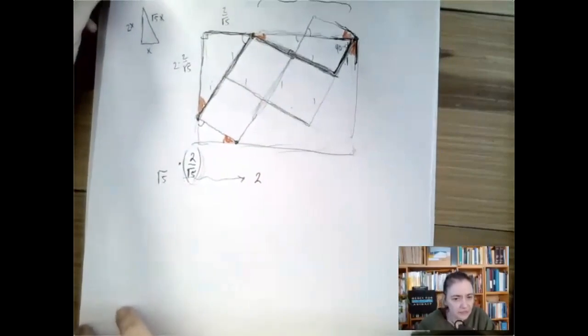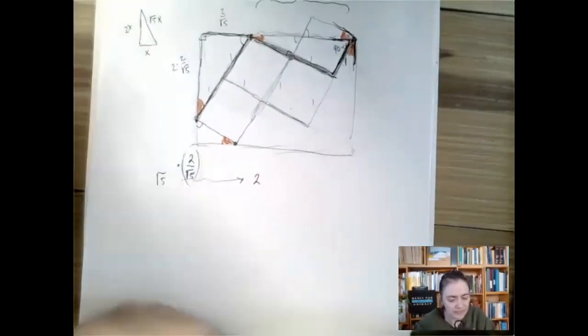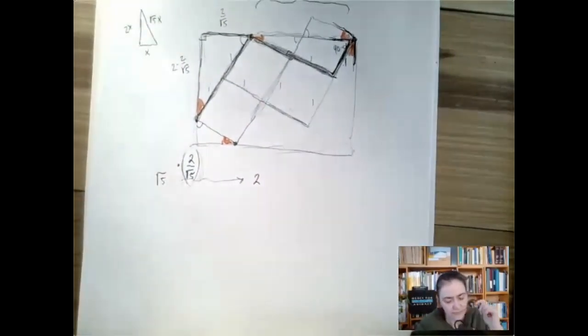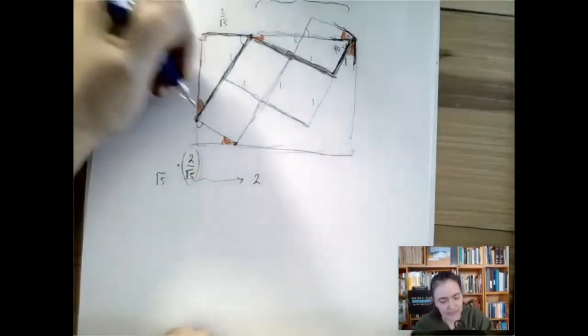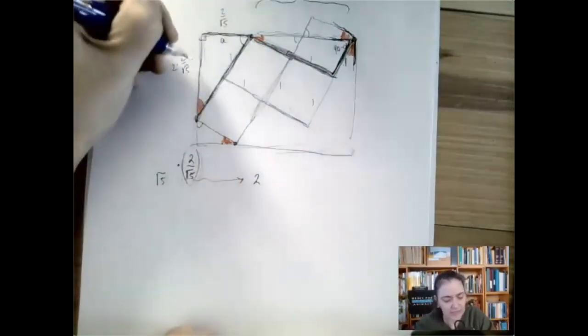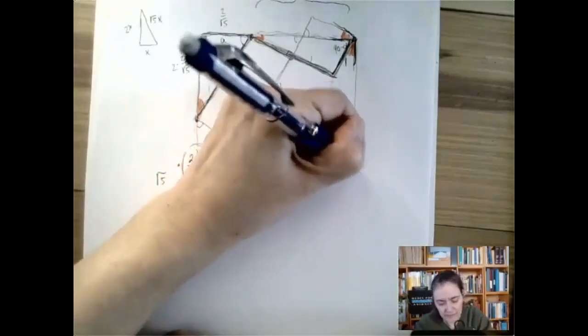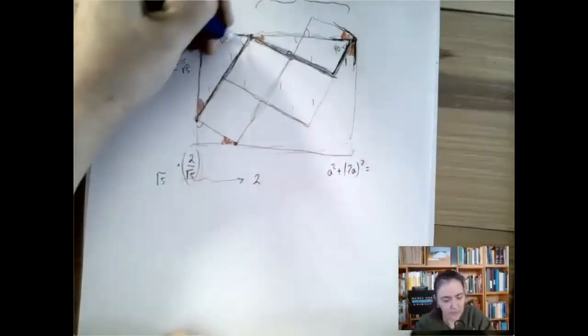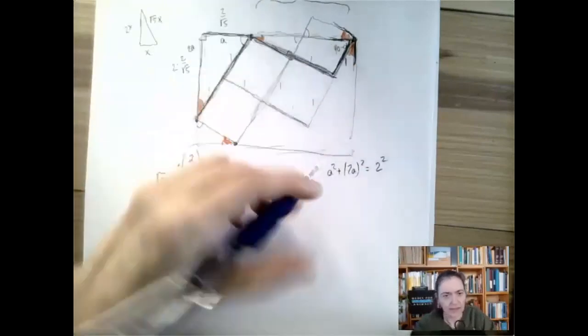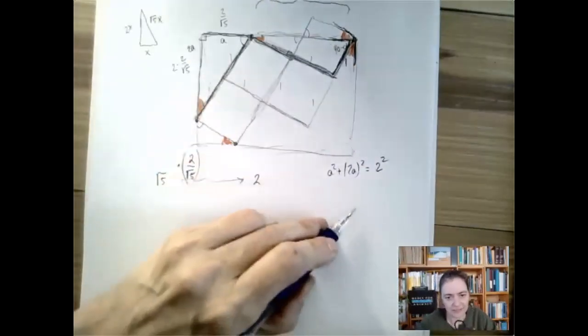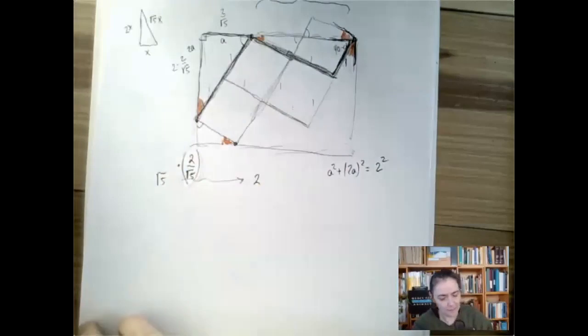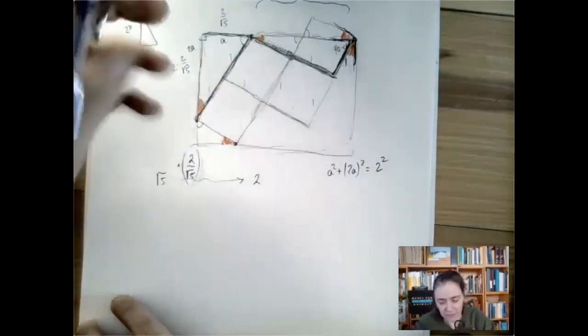You know, I think when I was a student, I didn't do this. What I did was sort of brute force it. I just know that if this is a, this is 2a, and then a squared plus 2a squared is 2 squared. And then solve for a. I think that was the most straightforward way. So you can do that too.